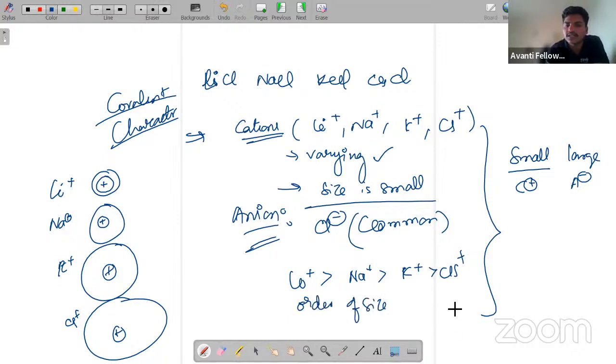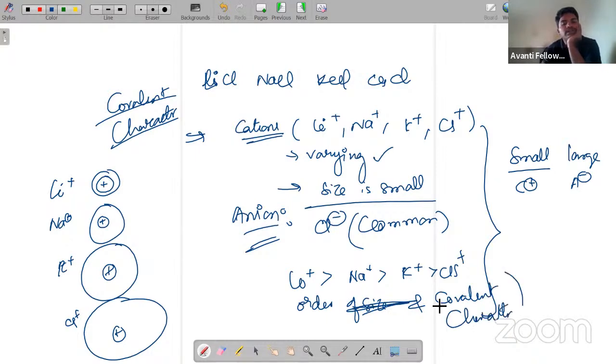As the size increases down the group, the covalent character decreases. So this is not the order of size, this is the order of covalent character. This will be the order of covalent character for these species. I hope you all understand this one.